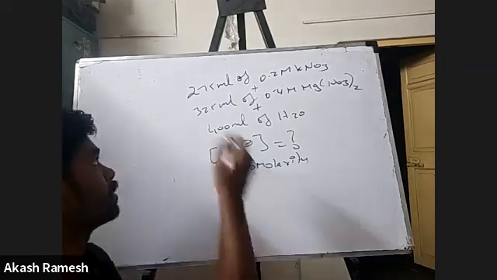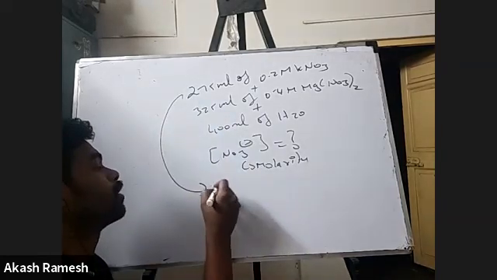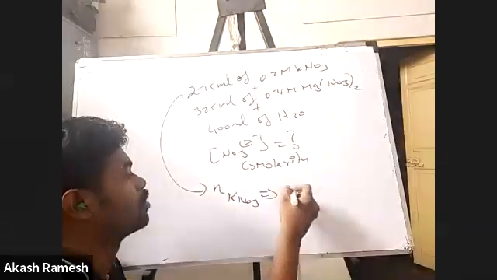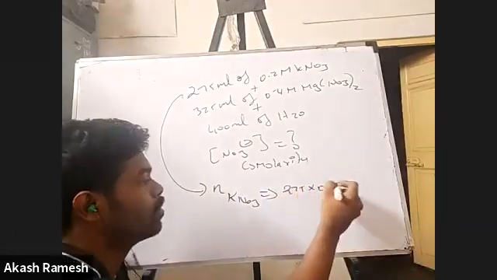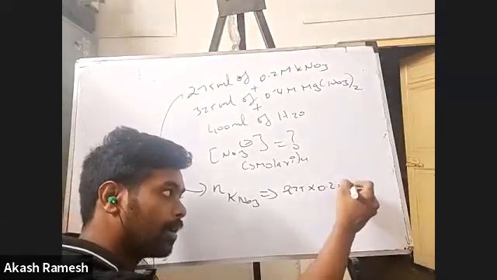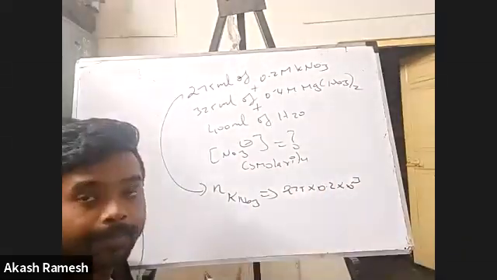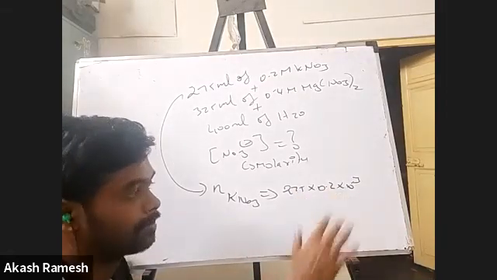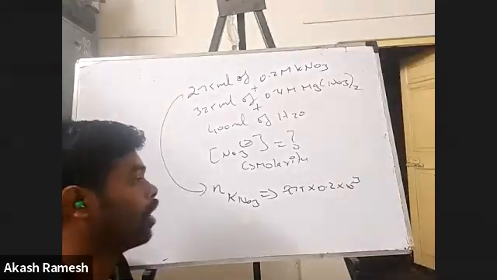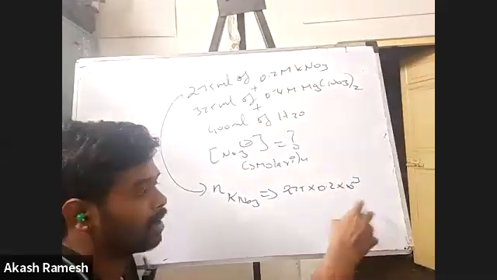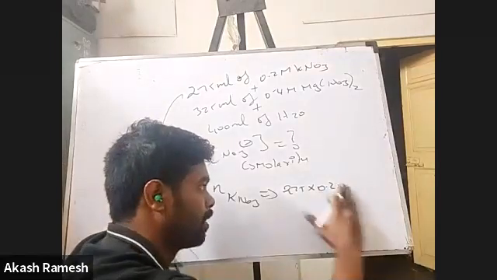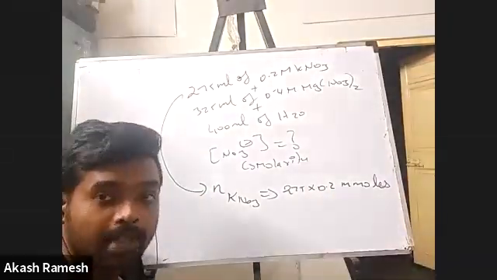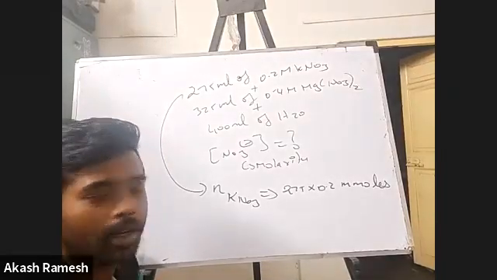Okay. From this, if I calculate the number of moles of KNO3, it will be 275 into 0.2 into 10 to the power minus 3. Hope you understand why, because we will be using 1000 in our molarity calculations. Or you can just keep it as millimoles. Millimoles means 10 power minus 3 moles. Either way, it's going to be right.